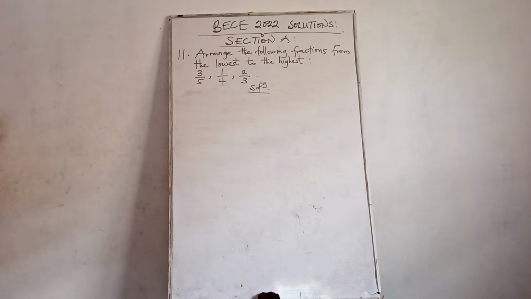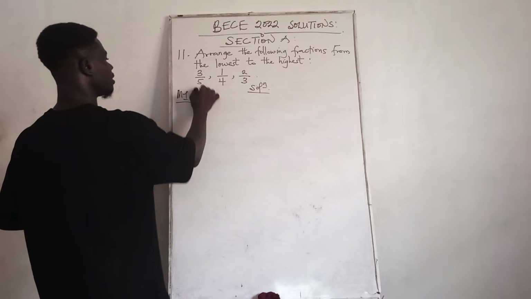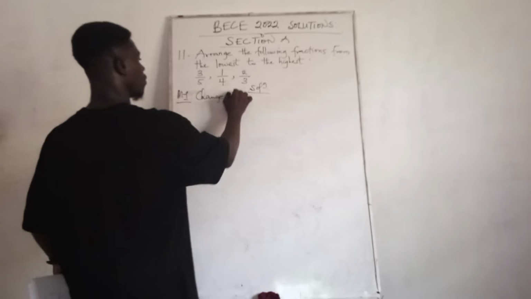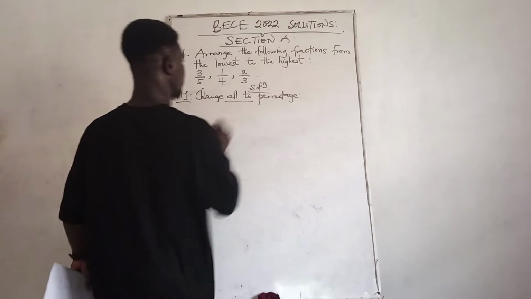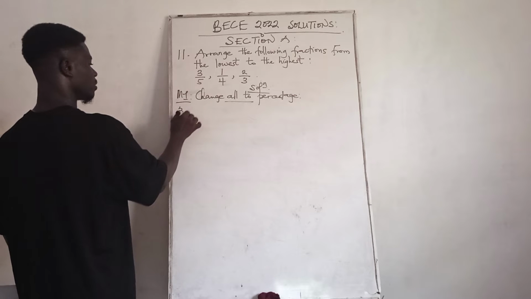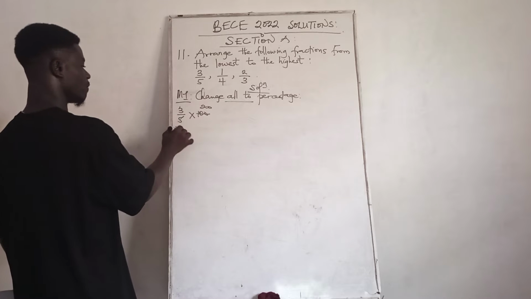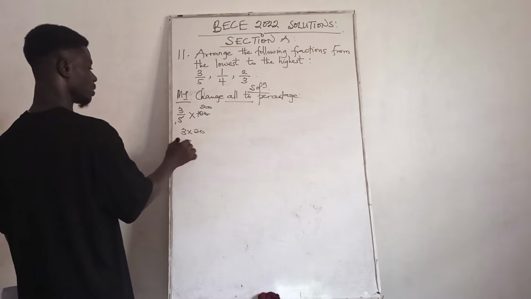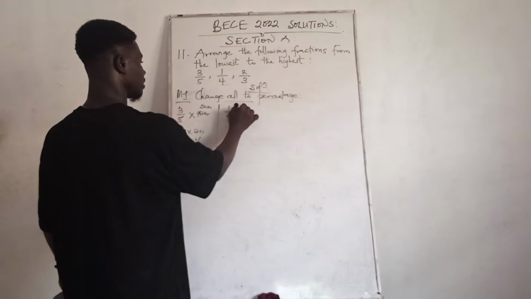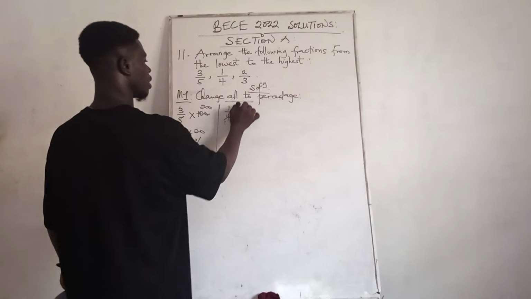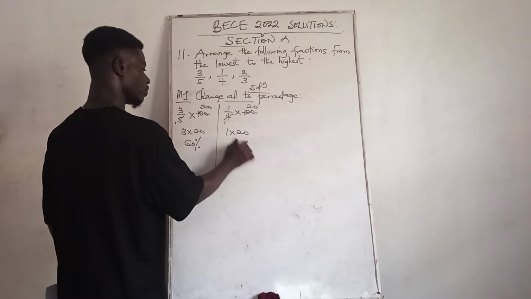Now let's continue. I can use method one: change all to percentages. So I have 3/5 times 100, which is 5 into 100, 20. So I have 3 times 20, which is 60%. Then I have 1/4 times 100. 4 into 100 is 25, so I have 1 times 25, which is 25 percent.